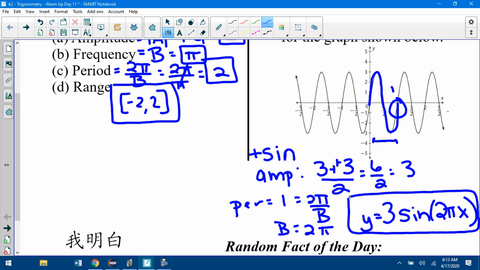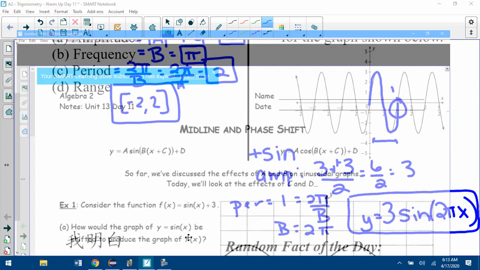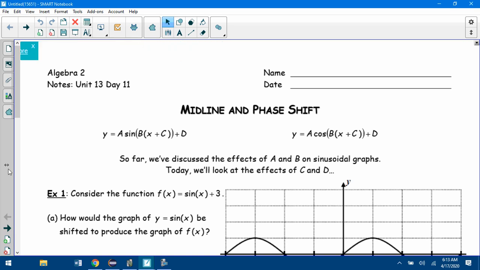All right, so hopefully you feel okay about that. Today we're going to be talking about the other two big features on a graph, which are midline and phase shift. So here's those notes. If you were able to print those out, great, start filling these in. If not, just take some notes on a separate sheet of paper.